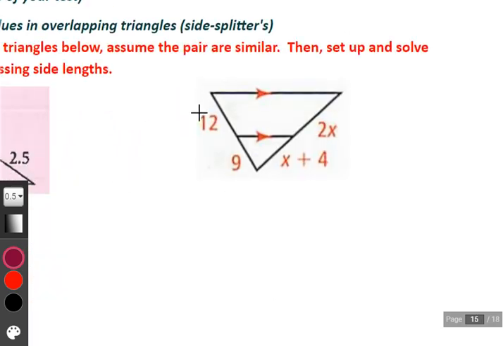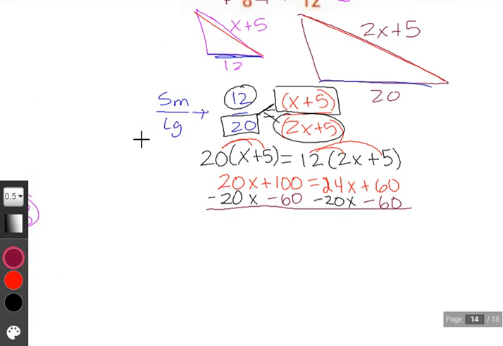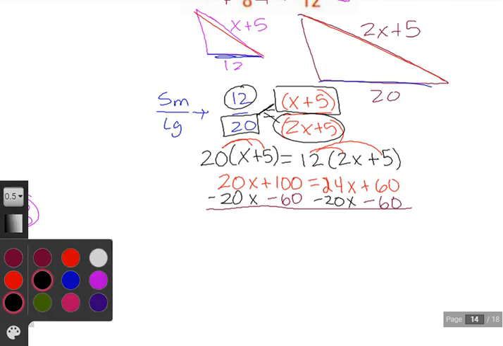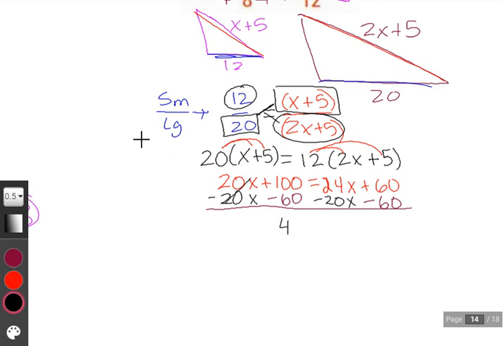Okay. So those are canceled. 100 minus 60 is 40. 24x's take away 20x's gives me 4x's. Okay, and so x is implied to be 10.